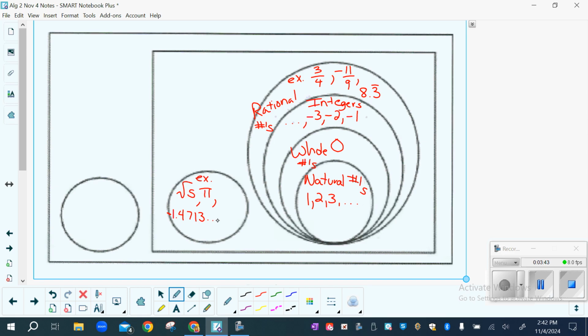So what is the name of these numbers? Irrational, that's right. So these are irrational numbers. They're numbers that can't be written as a ratio of 2 integers. Circle imaginary numbers.